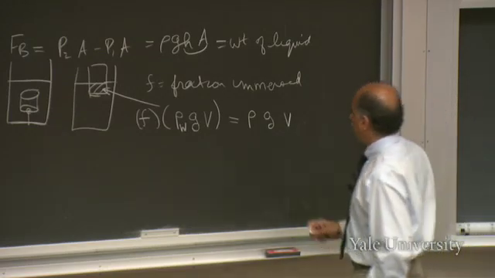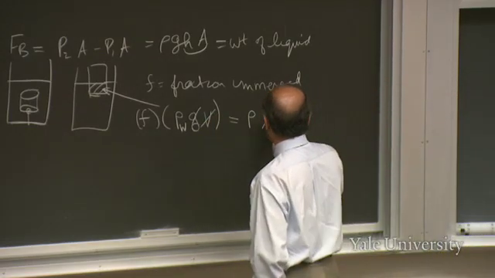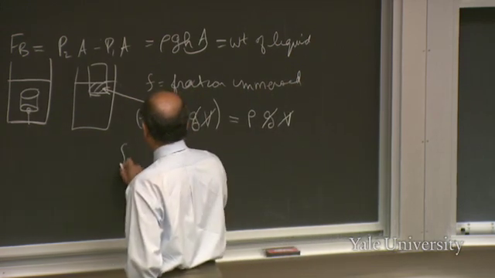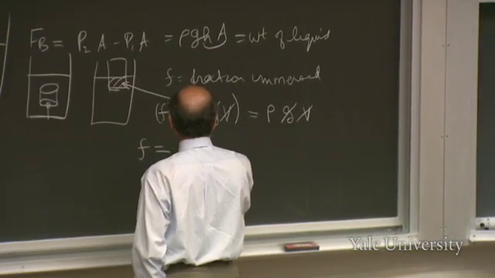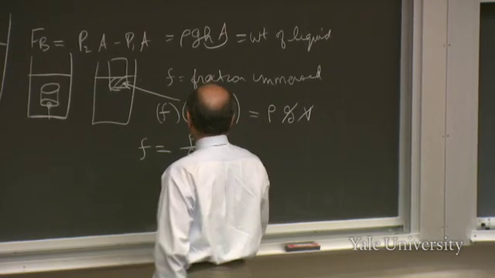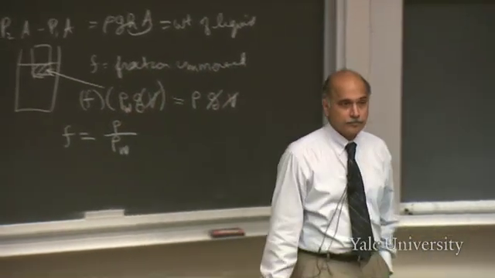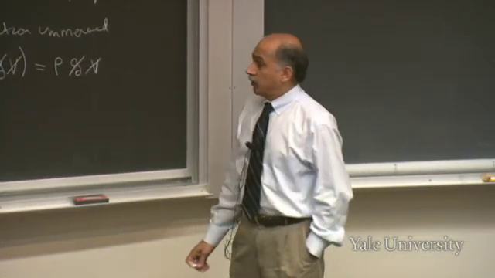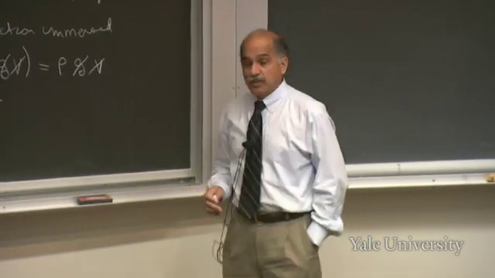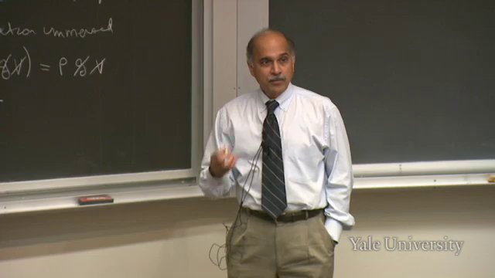If you cancel the g and you cancel the volume, you find that the fraction that is immersed is the density of that material divided by density of water. In other words, if this material has 90% the density of water, it will be immersed by 90%.